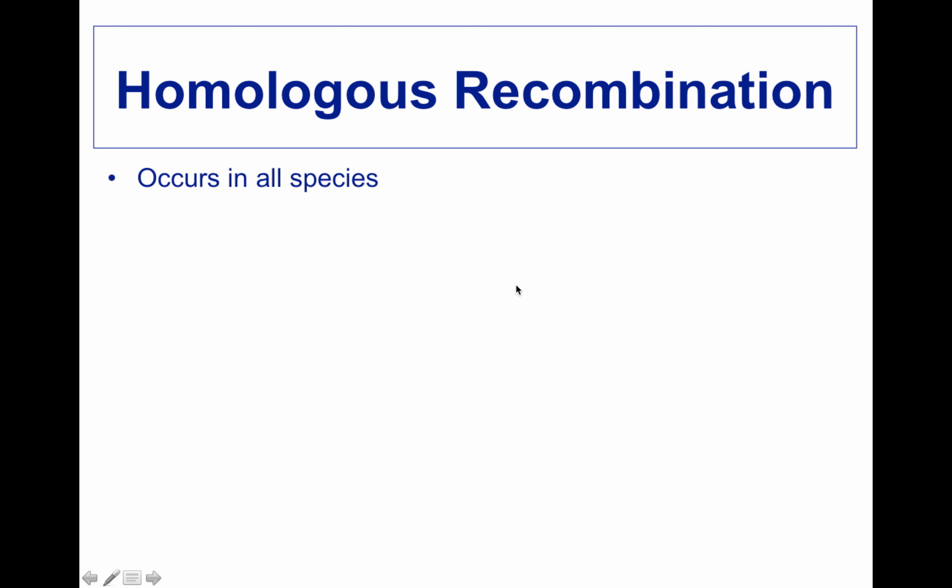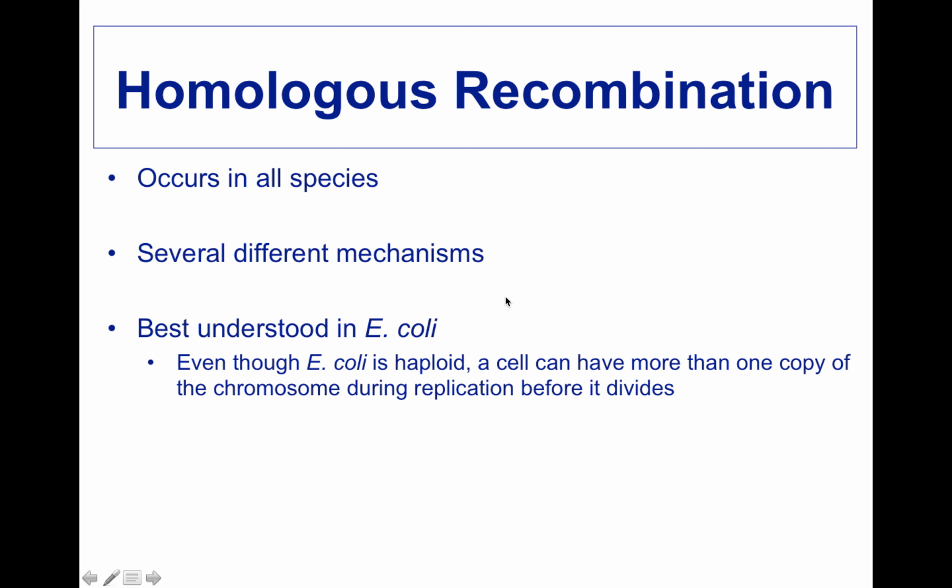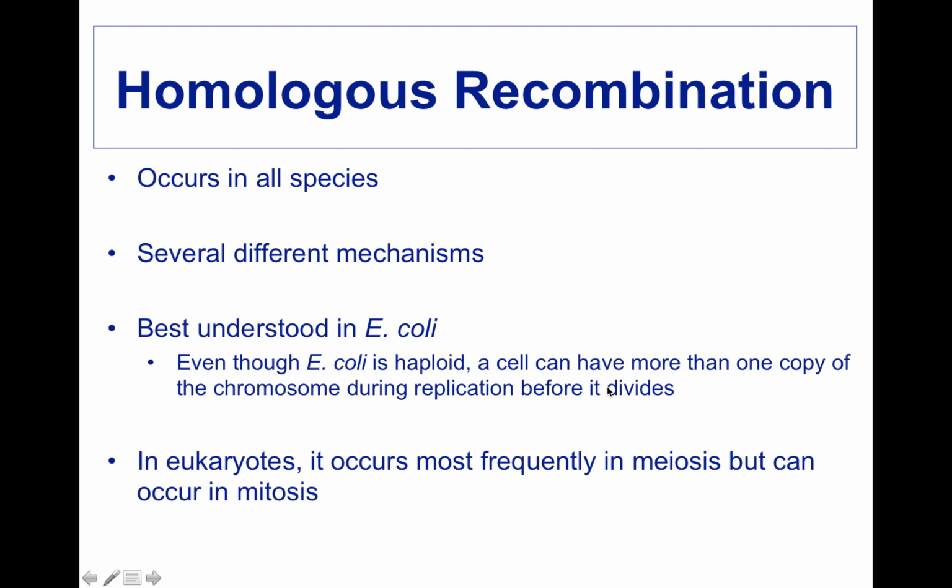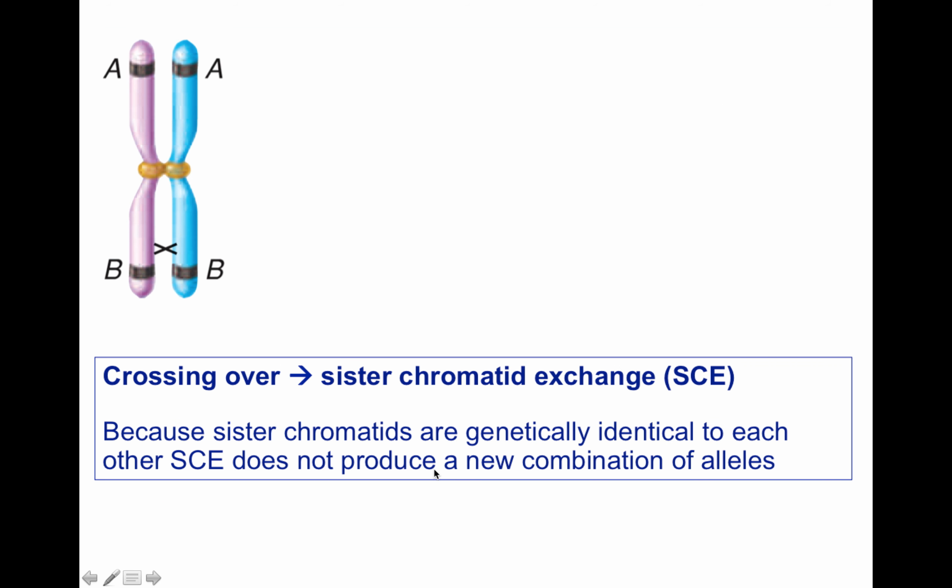Homologous recombination occurs in all species by several different mechanisms. It's best understood in E. coli. Even though E. coli is haploid, a cell can have more than one copy of the chromosome during replication before it divides. In eukaryotes, it's most frequently seen in meiosis, but it can occur in mitosis as well.